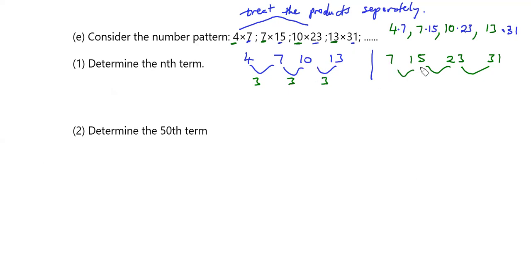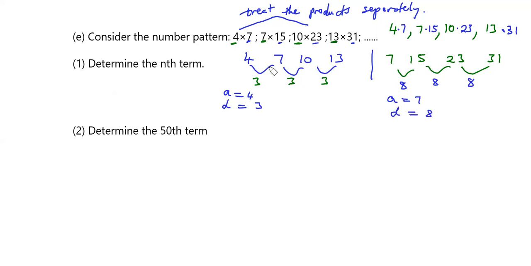Then let's look at this one. 15 minus 7, what are you going to get? 8. Then 23 minus 15, you're going to get 8. 31 minus 23, you're going to get 8. Okay, now what do we know now? A is equal to 4, and D is equal to 3. Then here A is equal to 7 and D is equal to 8.